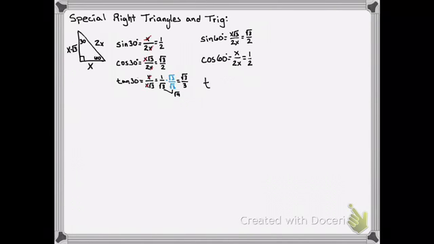And then finally, the tangent of a 60-degree angle, that's going to be the opposite side divided by the adjacent side. So the opposite side is x times the square root of 3. The adjacent side is x. Those x's will reduce, and we end up with just the square root of 3 over 1, which you could just write as the square root of 3.